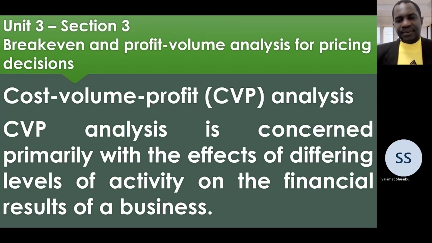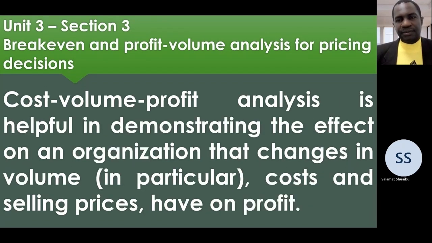So this analysis is primarily concerned with the effects of differing levels of activity on the financial results of a business, and that is what the CVP is. The cost looks at the per unit price of that item. The volume looks at how many you're supposed to sell. Then the profit looks at the margin you're supposed to make to stay safe. And this culminates in the level of financial results of the business.